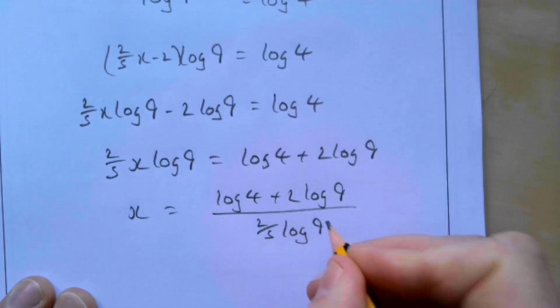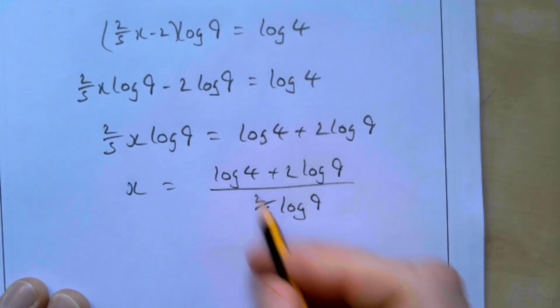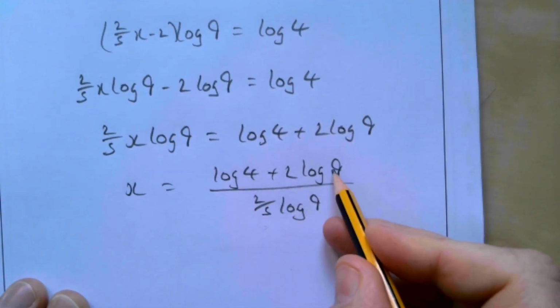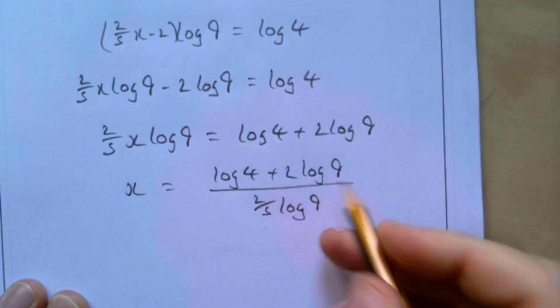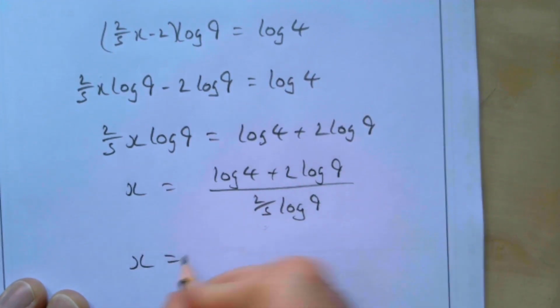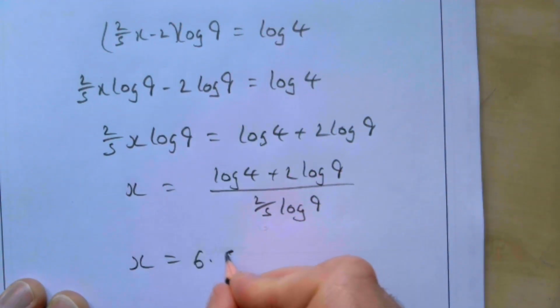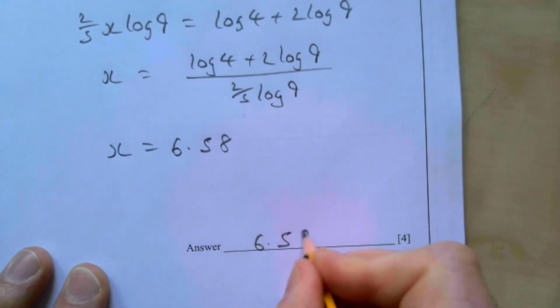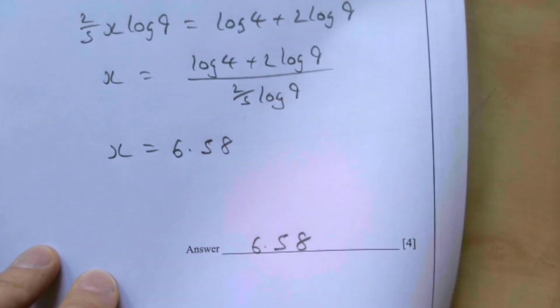I don't really love having a fraction within the fraction there, so you can times through by 5 if you want, which would then be your top line, but you can stick that into your calculator anyway. If you put that all into your calculator, you'll get an answer then of 6.58. And that's our answer to that one.